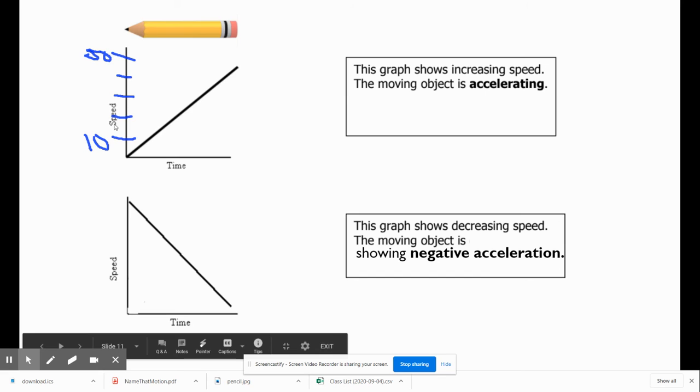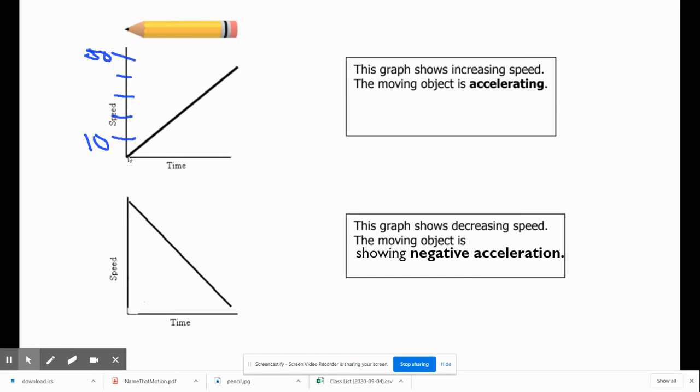This is not a distance time graph. This is a speed time graph. And so now this sloped line is showing me that this object is accelerating. It is actually speeding up. It is going 10 miles per hour. Now it's going 20 miles per hour, now 30, now 40, now 50. See how the numbers help?